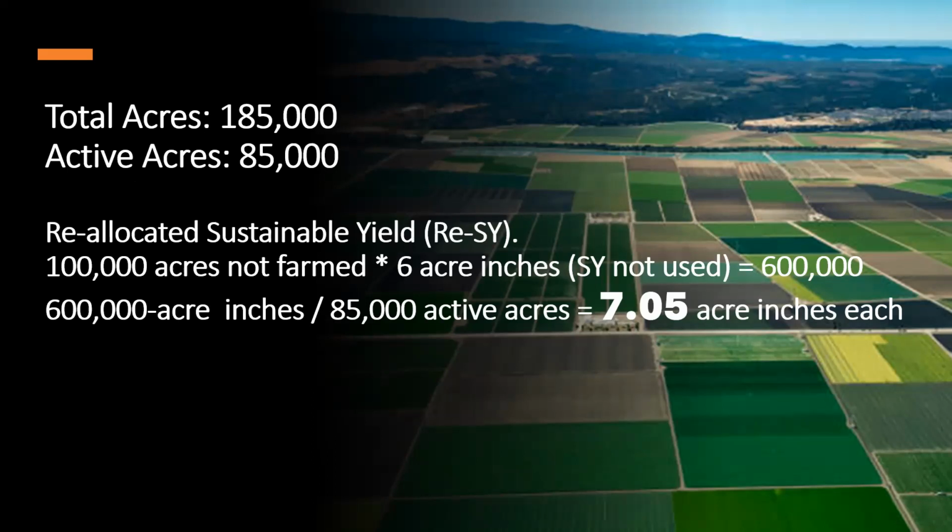And the GSA rounds that down to 7 acre inches. So now you have your 6 and your 7. So you're at 13 of your total acre inches allocated per year, no matter what, going into the future.